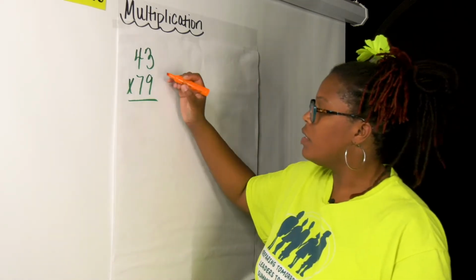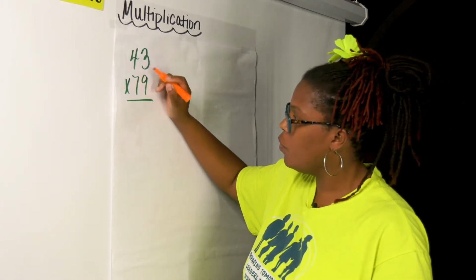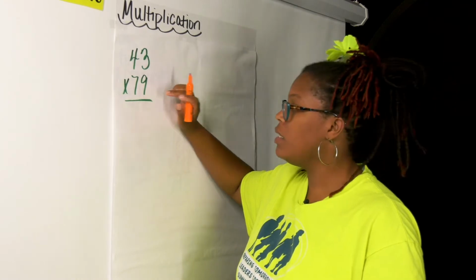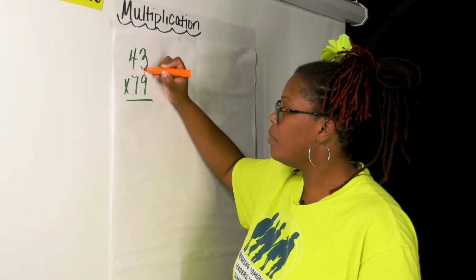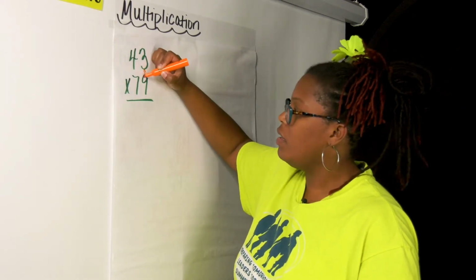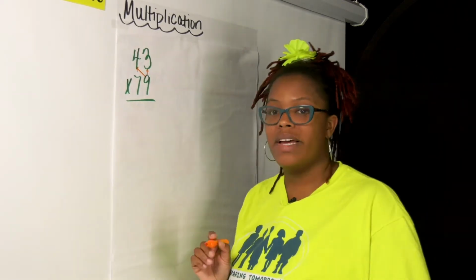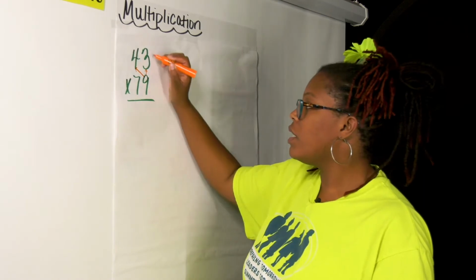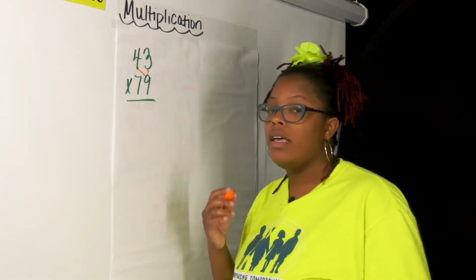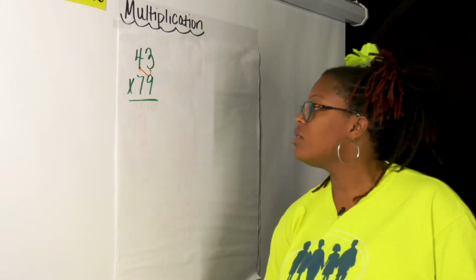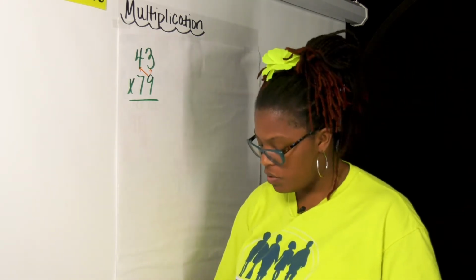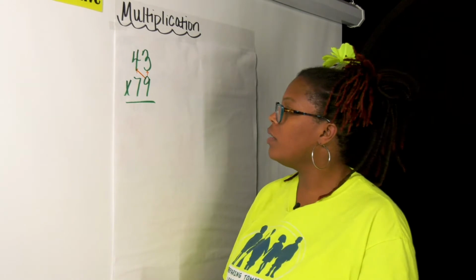Okay, so we're going to start with multiplying our ones place by everything at the top. So our 9 is going to be multiplied to our 3, and then our 9 is going to be multiplied to the 4. Previously I would circle, but I don't want the paper to get too messy. I want you to be able to see what's going on. So I'm just going to draw the arrows to correspond to what's happening.